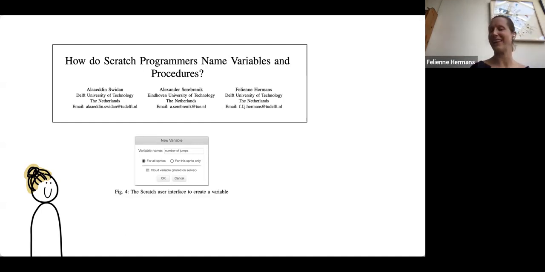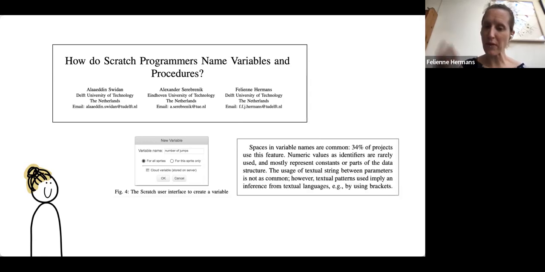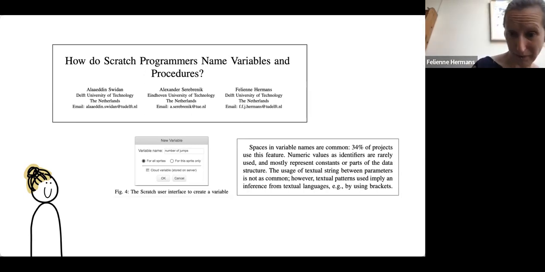So we were curious, like, is this a feature that children like? Is this something that is useful to them? We could ask them, hey, do you like to put spaces there? But children might not even be aware that this is something special. If this is the only programming language they know, they'd be like, yeah, sure, right. Of course, why not? So we thought it would be super cool to actually look at what people do, what children do. And we saw that these spaces are very common. So 1 in 3 projects actually use a space in a variable name.